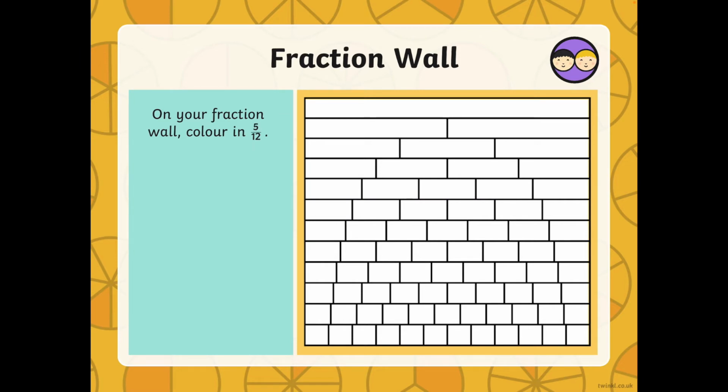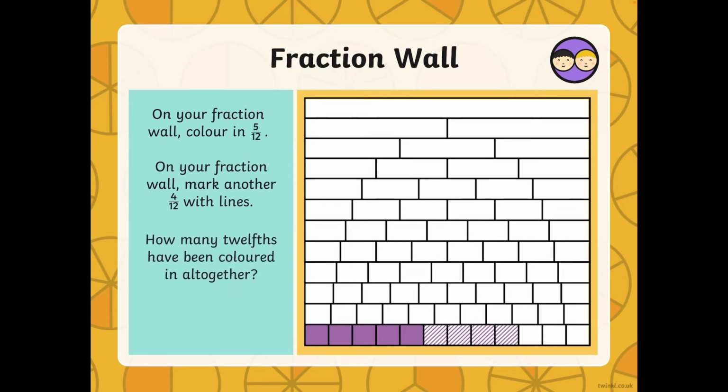Shall we try another one? On your fraction wall, can you colour in 5/12? Now your twelfths are right at the bottom. So can you colour in 5 of those? Right, now can you colour in another 4 of those twelfths? Can you be thinking how many there are altogether? That's right, 5/12 and 4/12 equal 9/12.